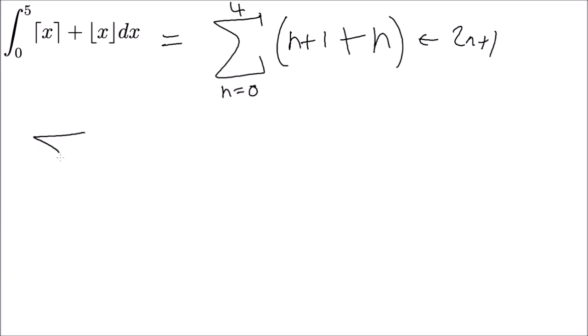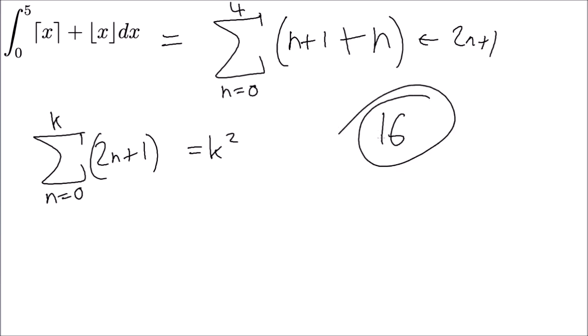Whenever you have a sum of 2n plus 1, I think it's like, isn't this supposed to be like k squared, right? Because it's like 1 plus 3 plus 5. Yeah, I think it's k squared. So I think this is just 16 then. I think it's 16. Alright.